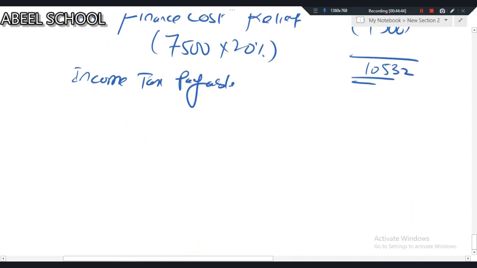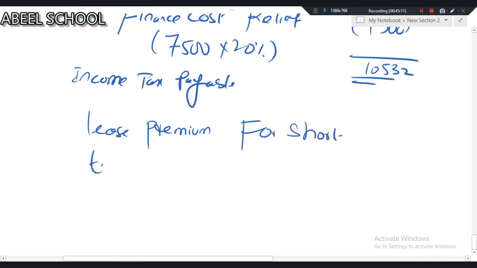Okay, let us discuss the last concept of today's lecture. Property income is very small. Inshallah, in the next lecture, your property income will be completed. Don't worry at all. So let us discuss the last concept of today's lecture. The name of the concept is lease premium. For a short-term lease, short-term lease means the time period is less than or equal to 50 years.